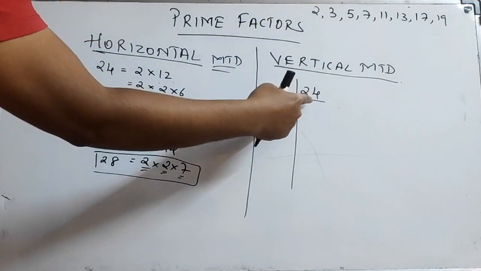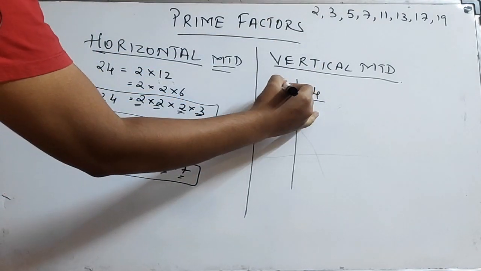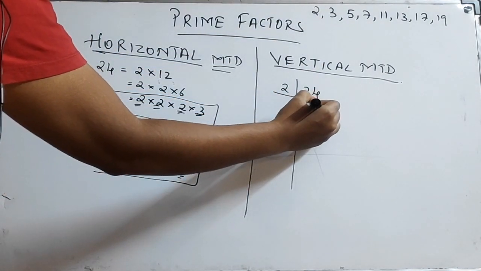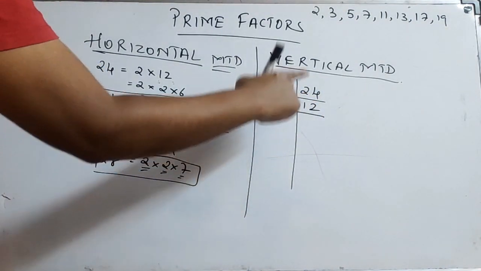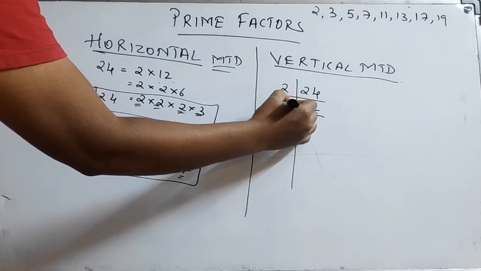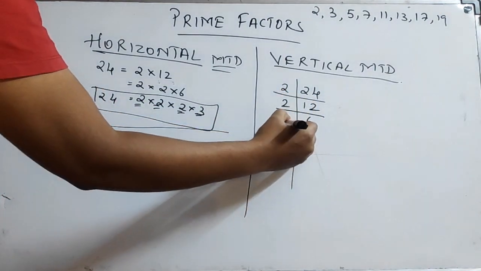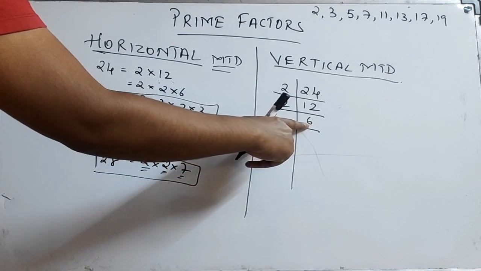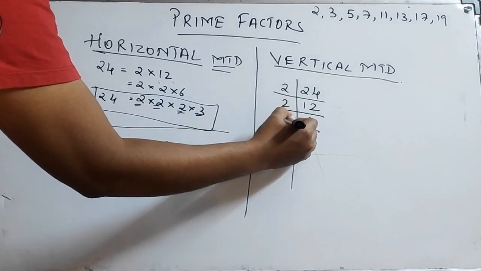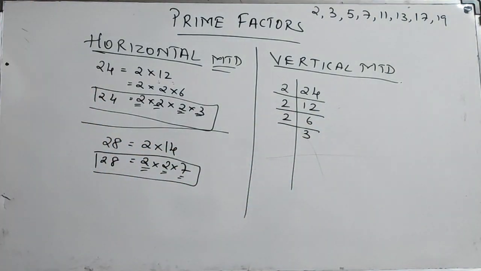Like 24. Can 2 divide 24? Yes, 2 can divide 24. So this becomes 12. Then 12. Can 2 divide 12? Yes, 2 6s are 12. Then 6. Can 6 be divided by 2? Yes. The answer is 3 over here.